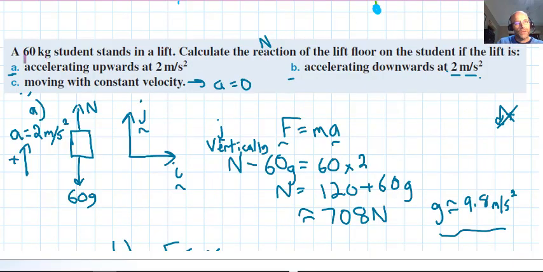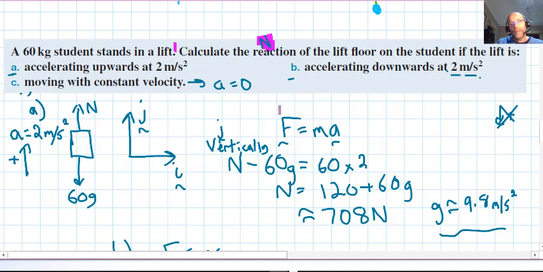Example 1, a 60 kilo student stands in a lift. Calculate the reaction, which is the N. Calculate the reaction of the lift floor on the student if the lift is firstly accelerating upwards at 2 meters per second squared, then the opposite, down 2, and then moving at constant velocity. So that's when acceleration is 0. So what you do first here for part A is to create a free body diagram. You can see there where my cursor is, and we've got the object and the person in the lift.